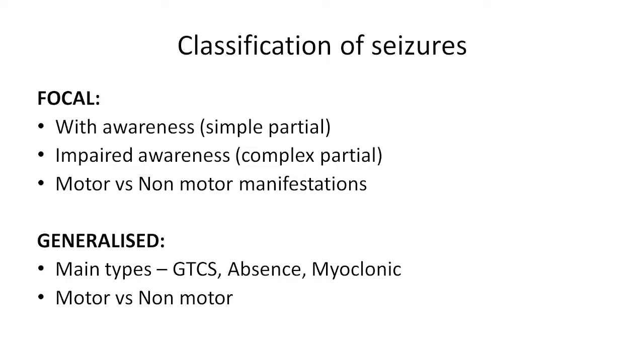In fact, there is a syndrome called juvenile myoclonic epilepsy, which is responsible for 10% of all generalized seizures that we see. Then again here also you can have motor or non-motor. It is likely to be motor when it is GTCS. When there is absence seizure, it is non-motor manifestations.